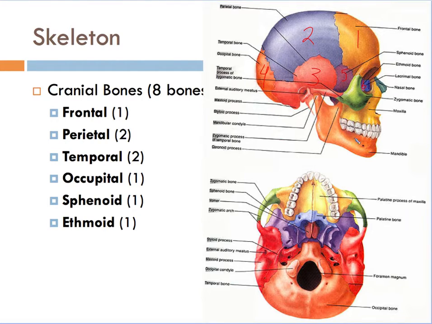And so a lot of these you can see from the underside. The ethmoid bone you can't. It's on the inside there. But purple is your sphenoid, I believe. Purple is your sphenoid. You have your temporal bones on either side. Your occipital is in the back. And we will look at this more as we go along.